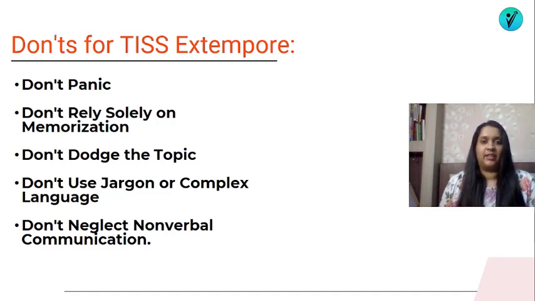Don't rely on memorization. A lot of facts, figures and examples are good to have in your extempore, but if you don't remember them, then come up with generic stuff. It's better than going blank at the time of the extempore. Don't dodge the topic. If you don't know the topic, still try to stick to it. Don't go here and there. A lot of aspirants have this knack of going astray from the topic. Make sure you're talking only about the things that are relevant to the topic.